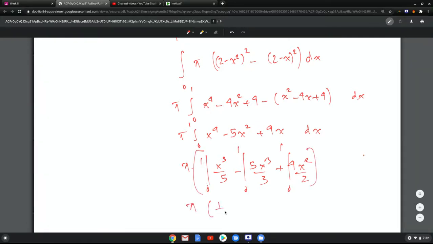Which is pi times 1/5 minus 5/3 plus 2, which equals, over 15, 3 minus 25 plus 30, with a pi outside. So that's 33 minus 25, which is 8. So this is 8 pi over 15. That's going to be the volume.